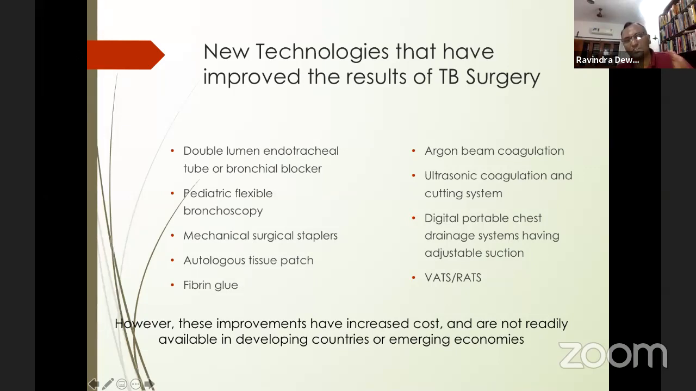I mentioned these things are taken up as a routine nowadays. We started our thoracic surgical practice when these things were not available, and we encountered a lot of difficulties. Now we know what kind of a quality addition to the safety and reliability of surgery in TB has been done by mechanical surgical staplers, tissue patch, fibrin glue, argon beam coagulation, ultrasonic coagulation and cutting system, and digital portable chest drainage system having adjustable suction. And of course, video assisted thoracoscopic surgery and RATS, which in many situations, we can get away with these minimal access approaches and not subject the patient to a full-fledged thoracotomy.